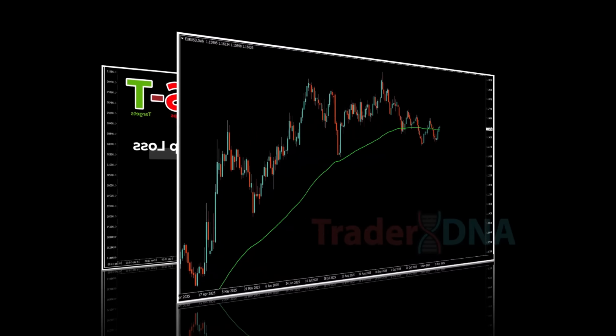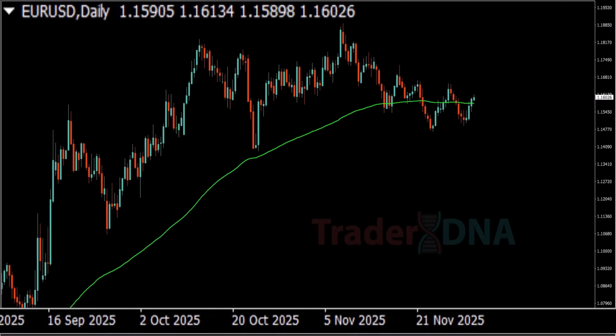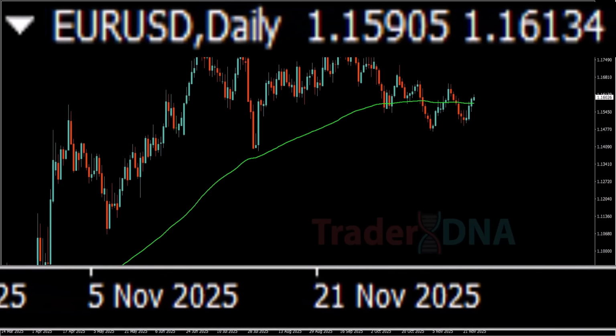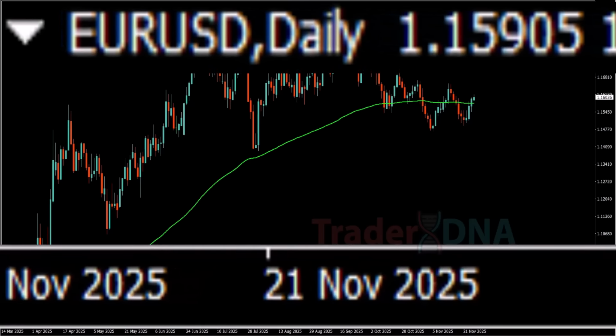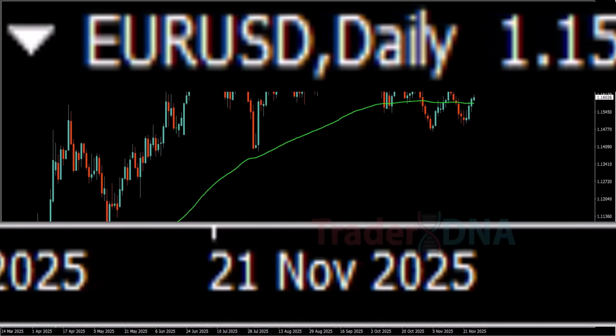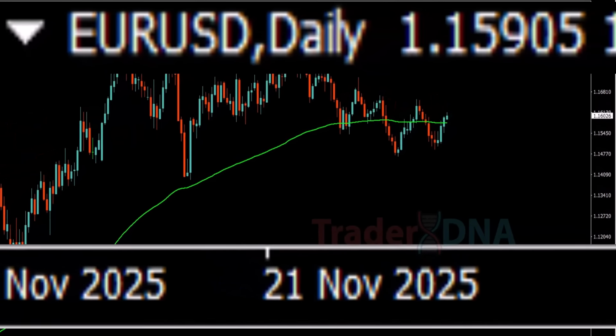All right, let's jump straight into the action because now we're looking at all 5 major pairs on the daily chart, and I'm going to tear them apart with you using this exact strategy step by step so you can see exactly how professionals think before they ever even touch the buy or sell button. First up, EURUSD. Now look closely.